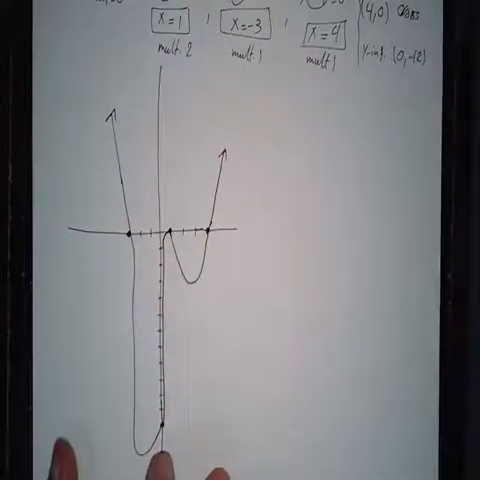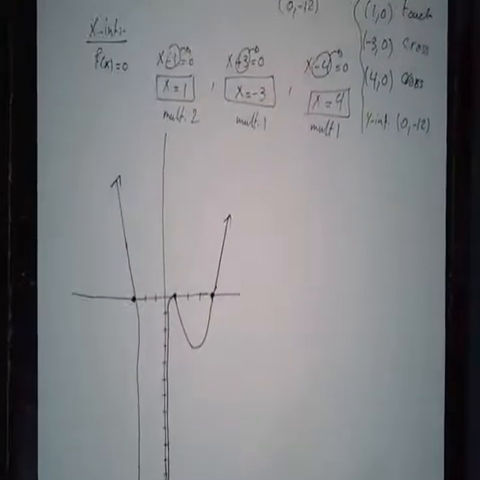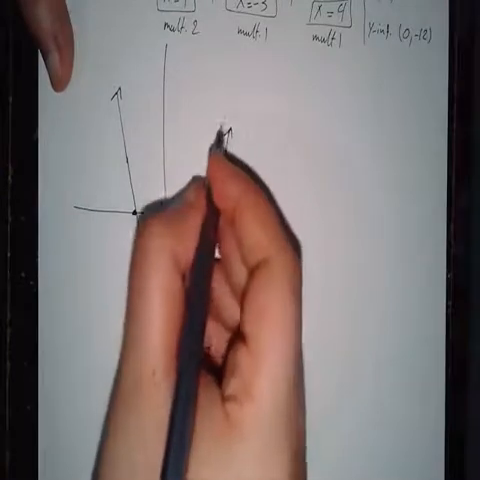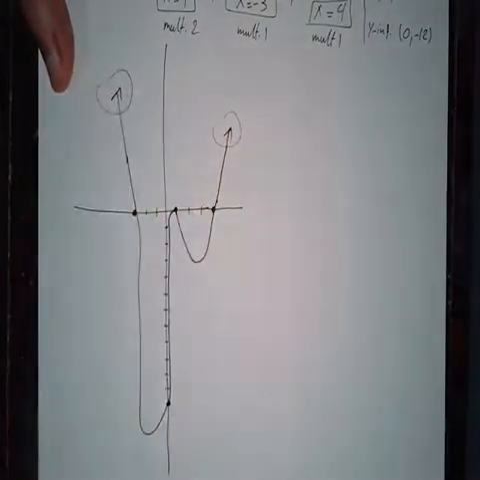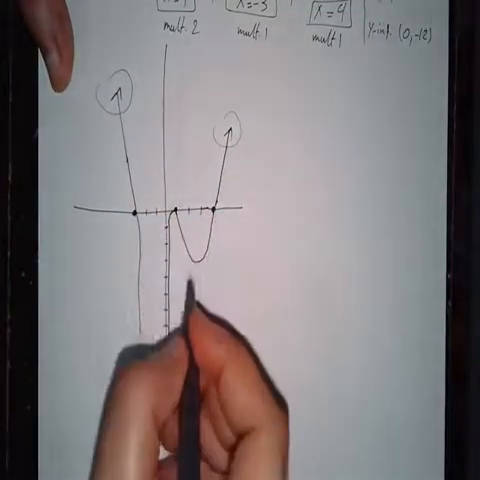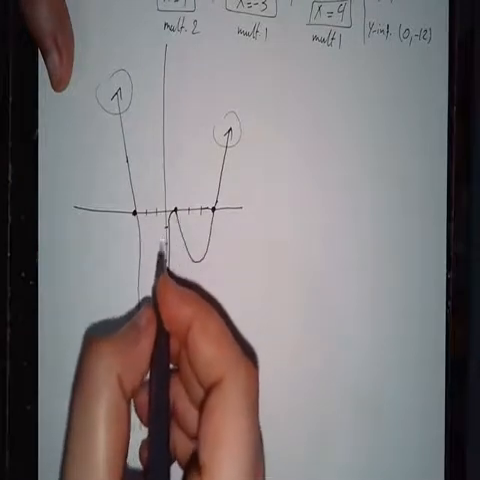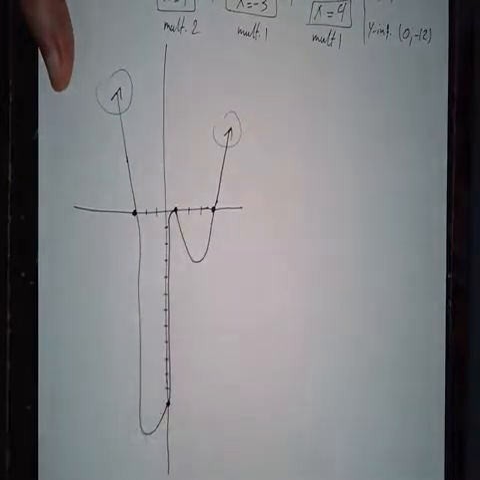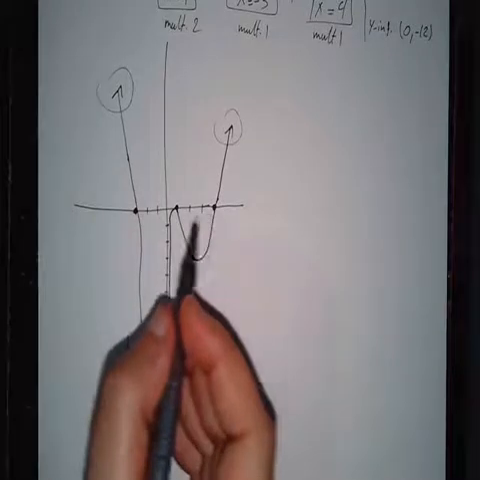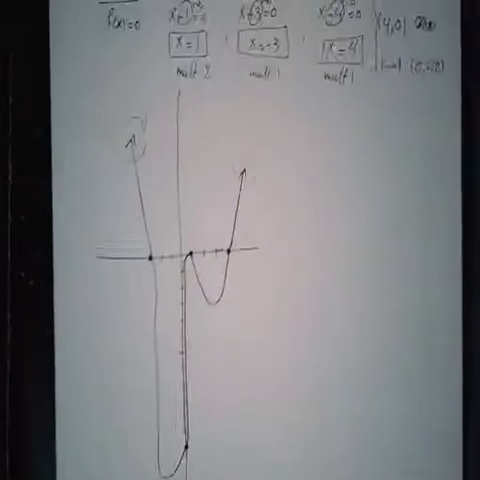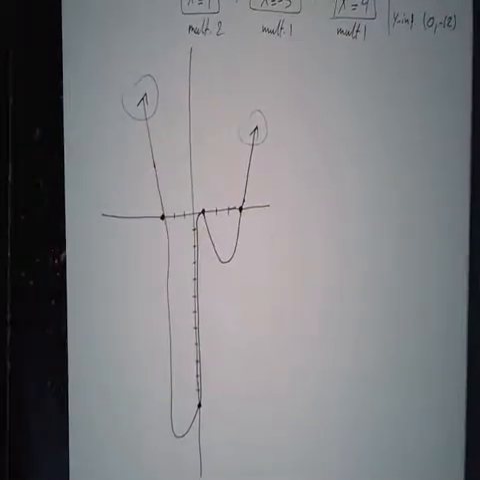So as you can see, we have both ends pointing up like we predicted. We have 1, 2, 3 turns, and the intercepts all marked, right? That's it, that's your function.